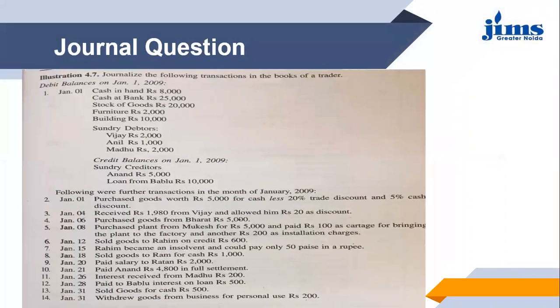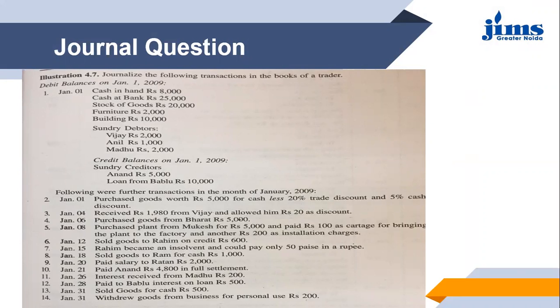This is the question. As you can see here, there are a number of transactions given for a particular trader for the month of January. So starting from 1st January, we have all the financial transactions of the business till 31st January. This is the whole transaction for the month. So we'll start taking the journal entries one by one for each and every transaction in the format.